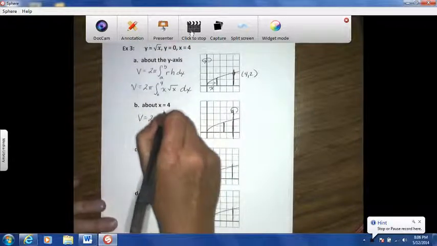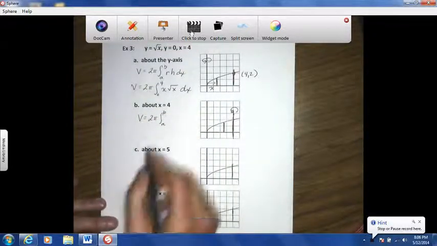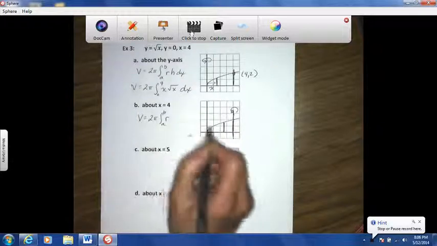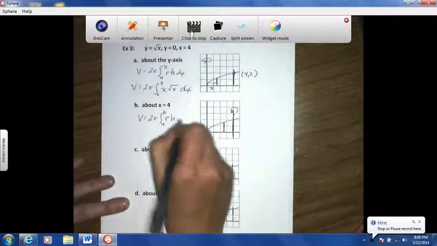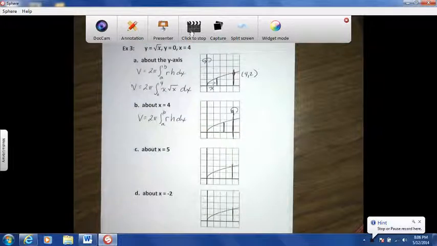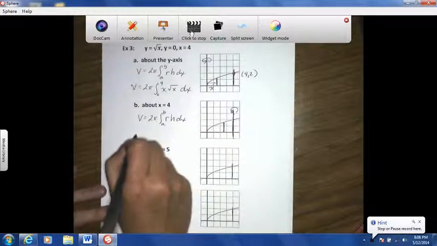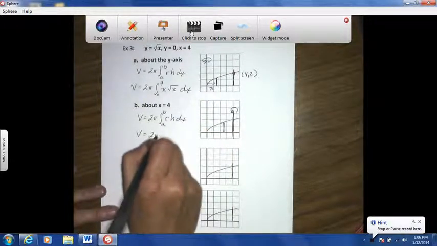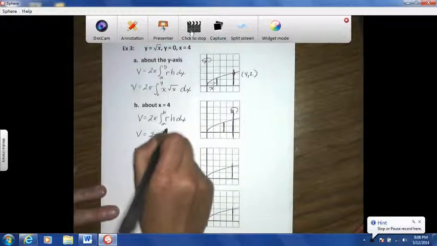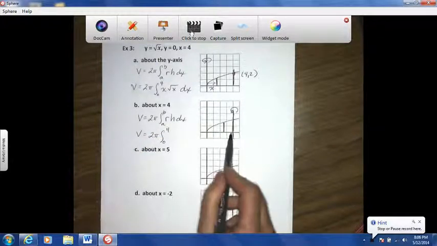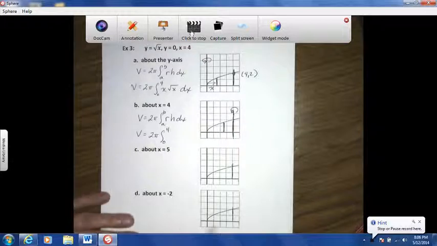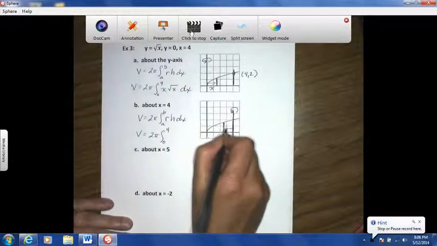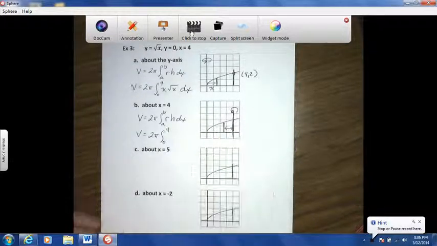So we're going to take 2 pi times the integral from a to b of r times h times the thickness, which is dx. So the x's, as we said before, are going to go from 0 to 4. That does not change. However, the radius, once again, is the distance from the axis of rotation to the rectangle.